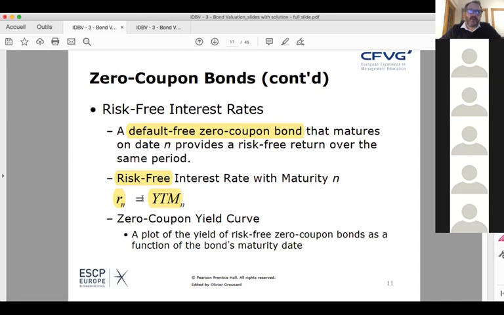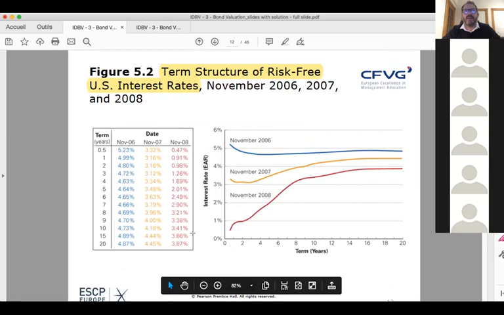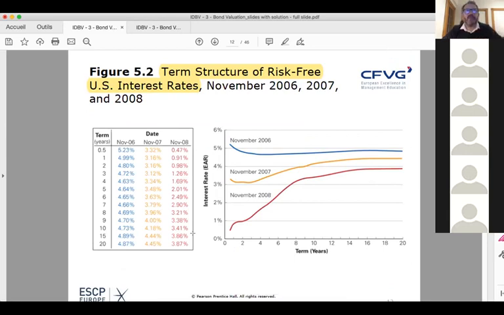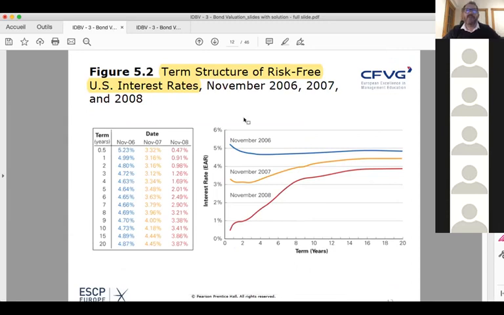Okay, and so on. So please make the link between the zero coupon bond and this term structure of the risk-free US interest rates, okay? So this is the same, okay? Maybe the numbers are not the same as in the example, but it's no big deal because of course the figures are a little bit different, but these are the same two things we are talking about, okay? So please keep that in mind.